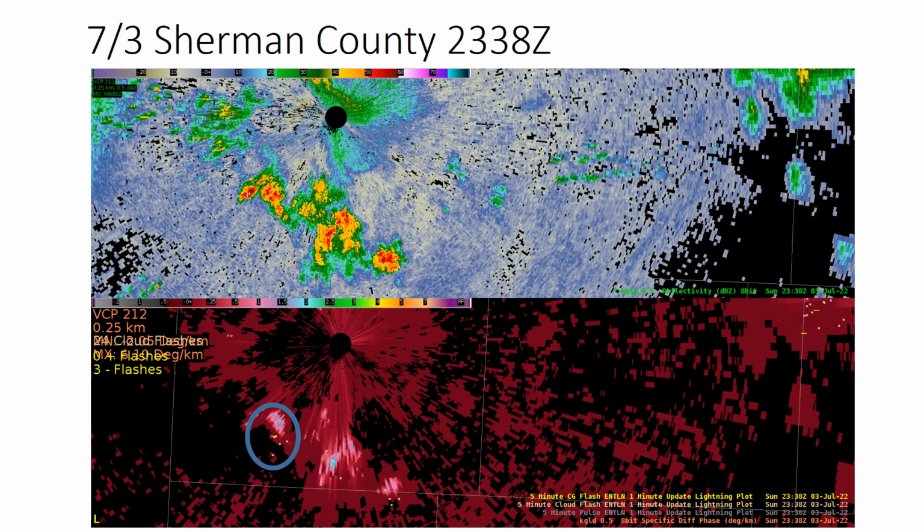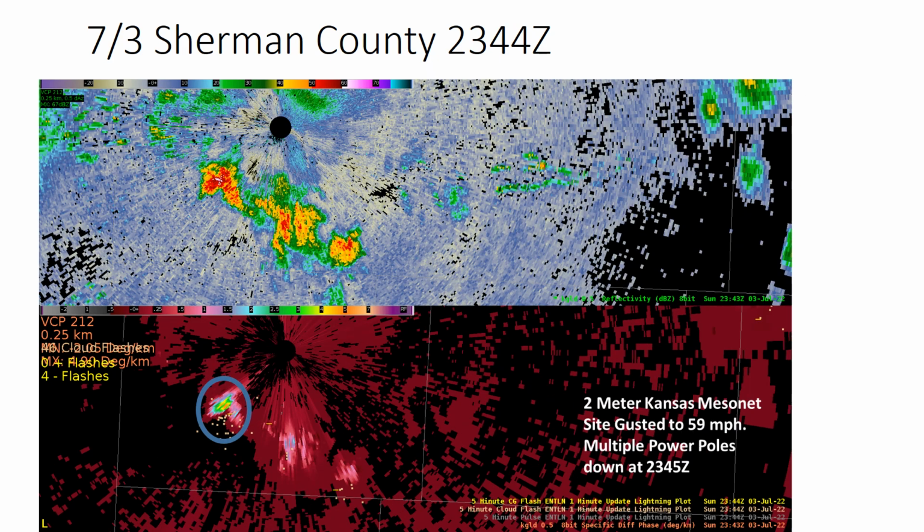So at 2338Z, you can see in my blue circle that there was some lightning beginning to show up with this specific cell that was to the southwest of Goodland. At 2344Z, a very intense KDP core. The overall density of the lightning again picked up.